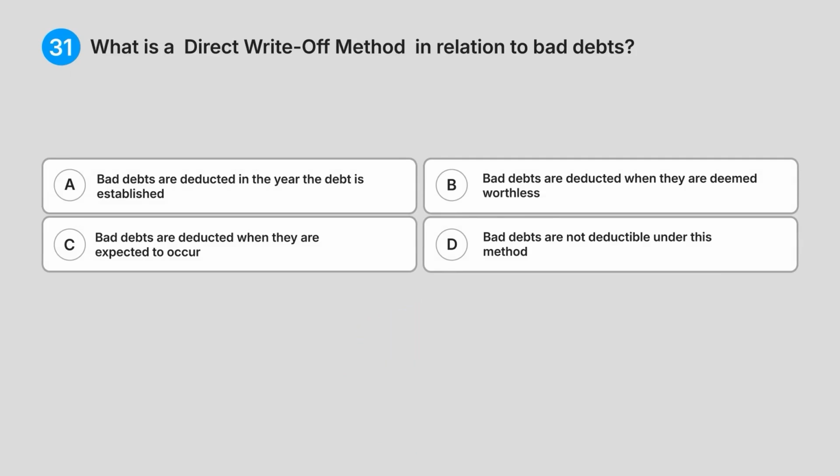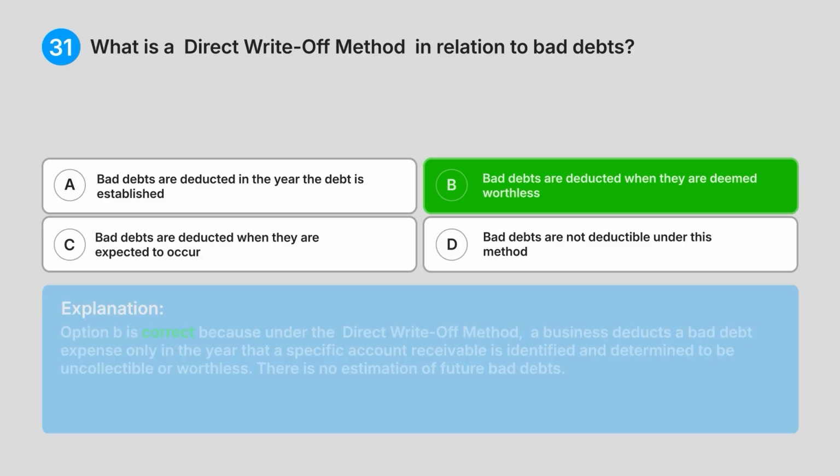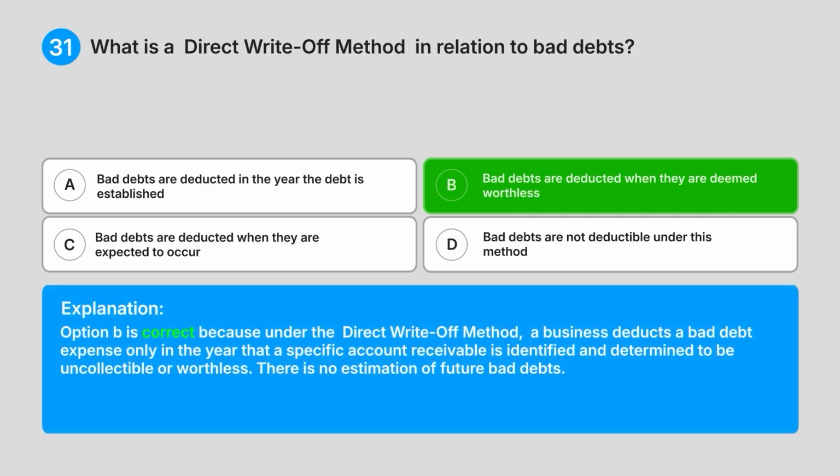Correct answer. B. Bad debts are deducted when they are deemed worthless. Explanation. Option B is correct because under the direct write-off method, a business deducts a bad debt expense only in the year that a specific account receivable is identified and determined to be uncollectible or worthless. There is no estimation of future bad debts.